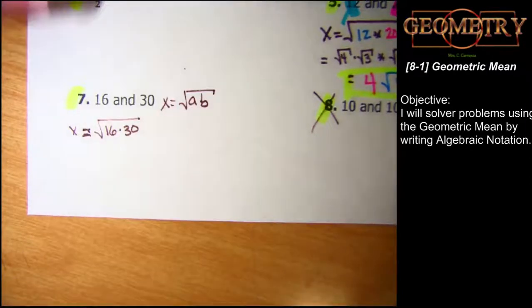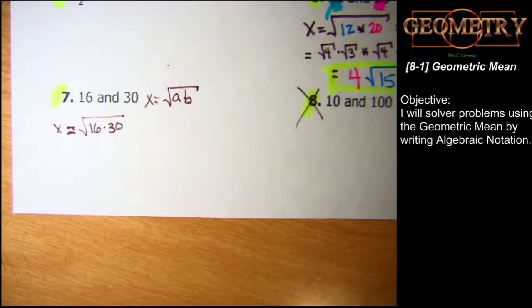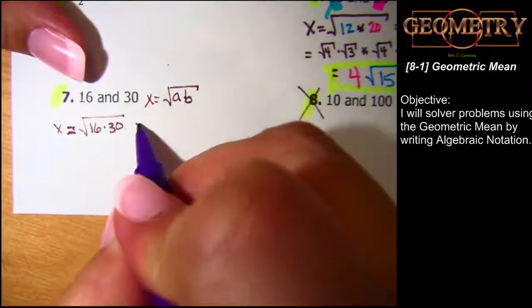All right, and now we have a decision to make. Are we going to multiply them together or simplify from here? I'd like to simplify from here because I can see that the square root of 16 has a whole number. It's 4. And then I just have to deal with the 30 later. I don't have to figure out what 16 times 30 is and then find a factor pair of that where one of them is a perfect square. The factors are already shown for me. Okay, so I'm going to simplify from here.